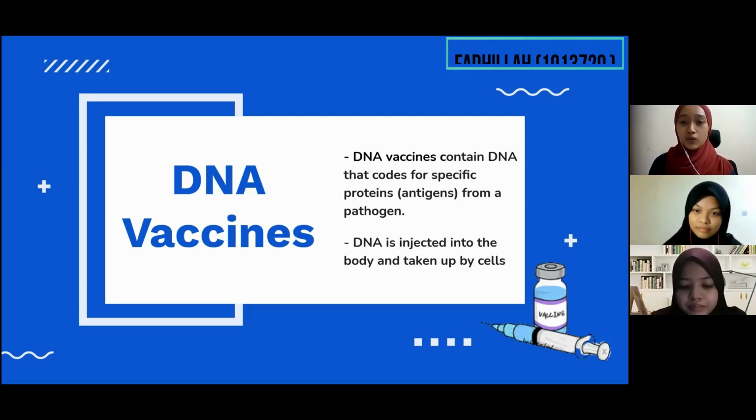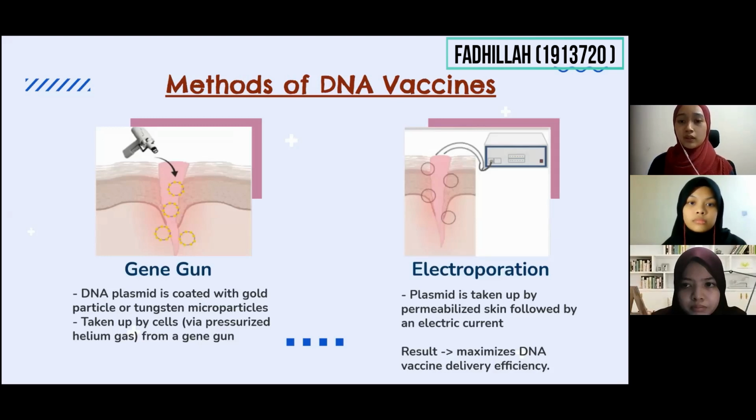DNA vaccines contain DNA that codes for specific proteins, called antigens, from a pathogen. Then this DNA is injected into the body and will be taken up by cells. There are various methods of DNA vaccines, but these two are the most popular, which are gene gun and also electroporation. For gene gun, the DNA plasmid is coated with gold particles or tungsten microparticles, and it will be taken up by cells via a blast of pressurized helium gas from a gene gun.